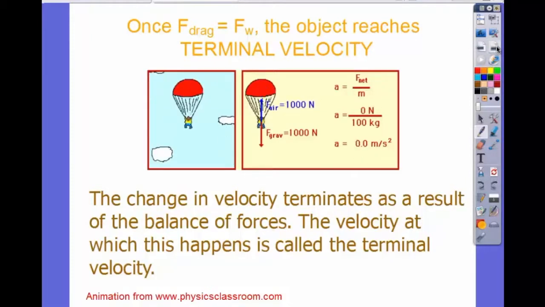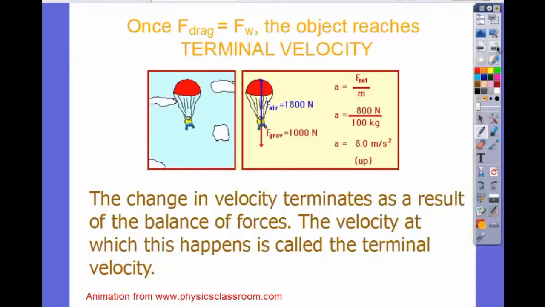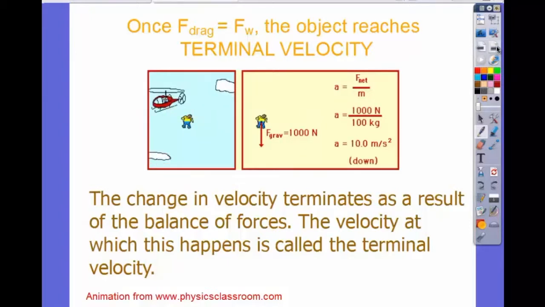That's going to increase my drag until there's a point, just like you can see in the animation, where the drag, as it becomes larger and larger, is going to equal the weight of the object, or the gravitational force. When that happens, the object reaches terminal velocity. What that means is that the change in velocity terminates. In other words, it stops accelerating. And we call that velocity the terminal velocity.